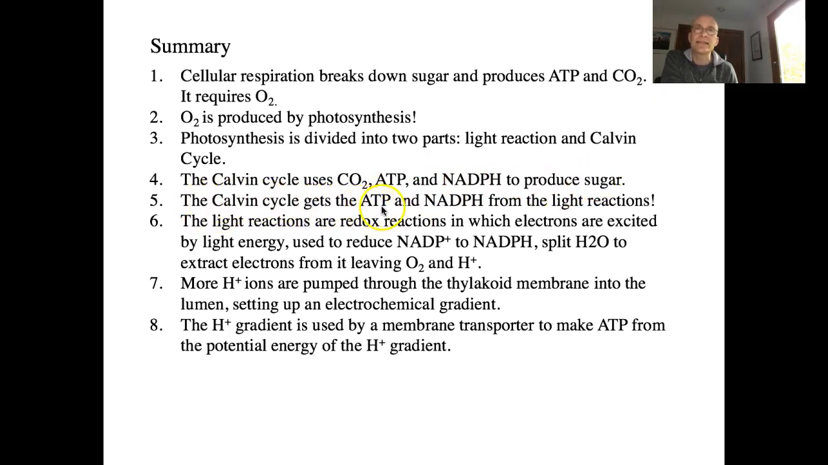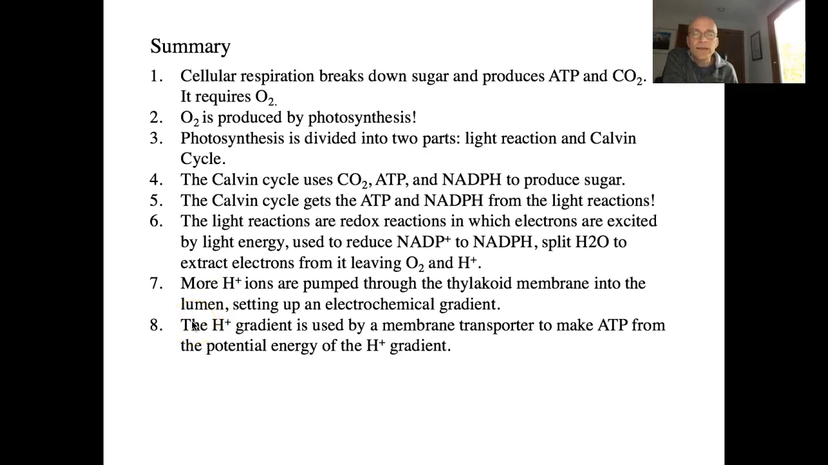The Calvin cycle gets its ATP and NADPH from the light reactions. The light reactions are all redox reactions, just like the Calvin cycle reactions are. But in the redox reactions of the light reactions, we are taking electrons that we're splitting from water, and we are eventually reducing NADP plus to NADPH. Remember, reduction is essentially the addition of a hydrogen. That's what you see here. More hydrogens are pumped to the thylakoid membrane. That sets up an electrochemical gradient, and then that electrochemical gradient is used to produce ATP, and that ATP can then be used in the Calvin cycle, right, to produce glucose.